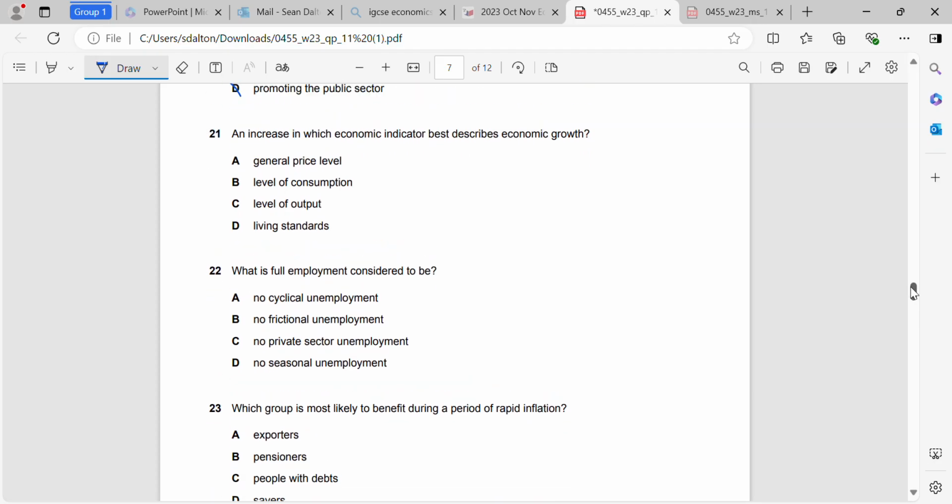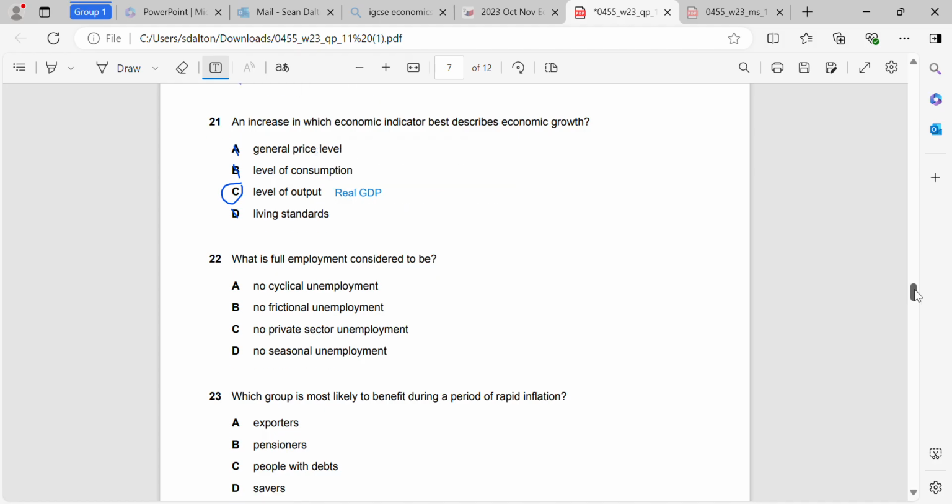Okay, so an increase in which economic indicator best describes economic growth? So economic growth, how do we describe it? We describe it by using real GDP, which is our level of output. Living standards does not describe economic growth. Level of consumption does not describe economic growth, and general price level also doesn't. It is all relating to level of output. In other words, real GDP, which goes on your horizontal axis on your AD and AS diagram.